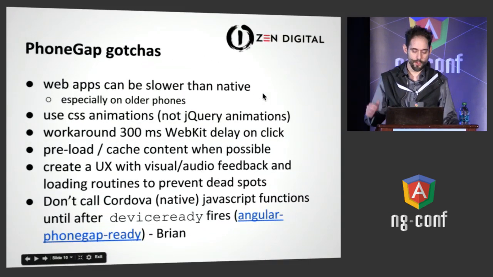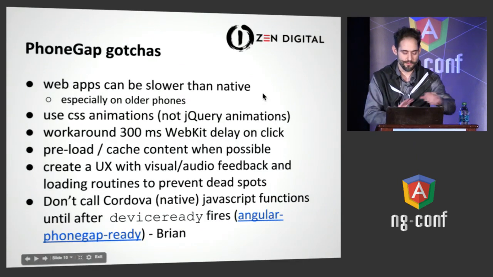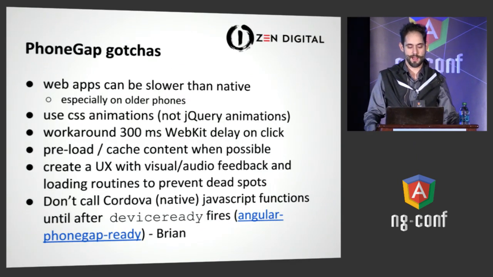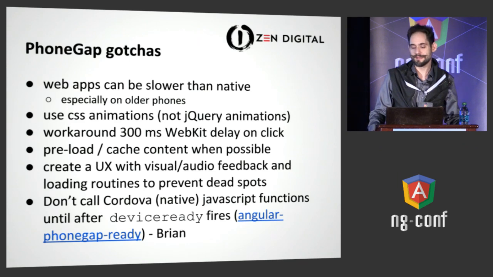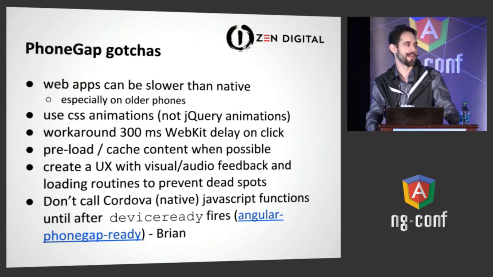Okay. So what are the PhoneGap gotchas? And that's essentially what I think you're mostly here for. Web apps can be slower than native apps, especially on older phones. In general, you're going to want to use CSS animations, not jQuery animations. You've got to work around this 300 millisecond pause that WebKit does, because it's checking to see if you're going to double tap. So it's waiting an extra 300 milliseconds.